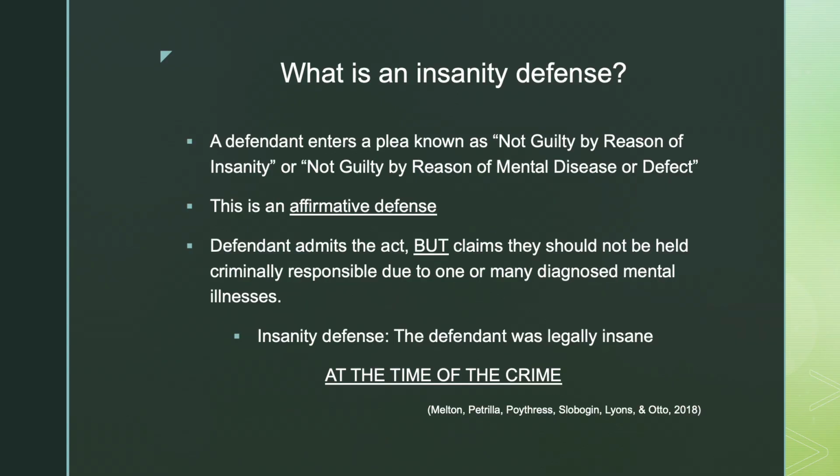What is an insanity defense? The insanity defense is a plea of not guilty by reason of insanity. It's considered an affirmative defense, meaning the defendant admits to committing the act, but also argues they should not be held criminally or legally responsible. The key point is that the defendant must have been legally insane at the time the crime was committed.